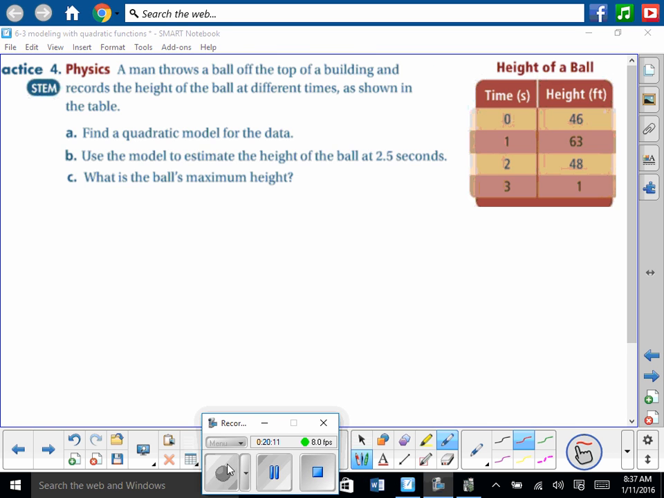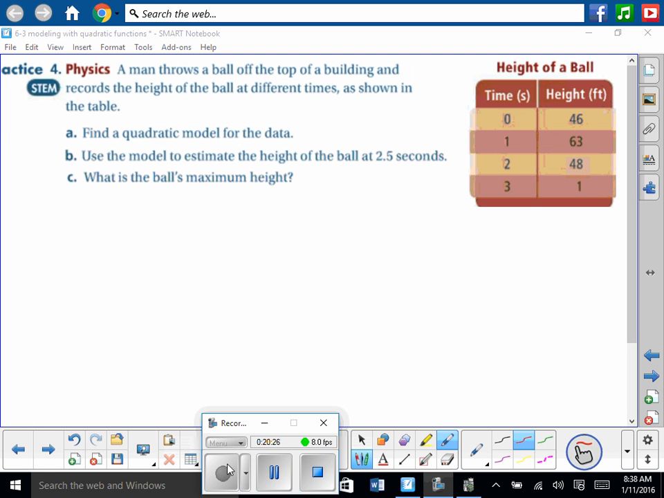Listen for a second. So now here's the reason we care. Why do we care about having the equation? Well, that's so that we can figure out the output for any x value.